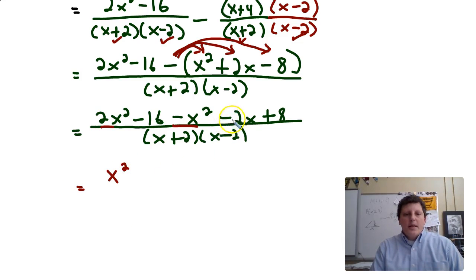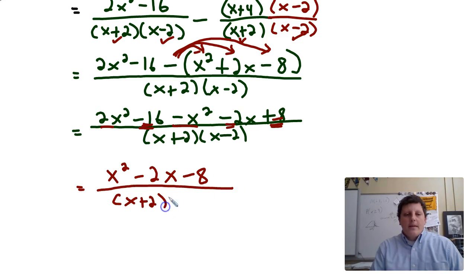We've got minus 2x over here. And then the constant minus 16 and plus 8 go together. Negative 16 plus 8 is minus 8. All of this is over x plus 2 times x minus 2.